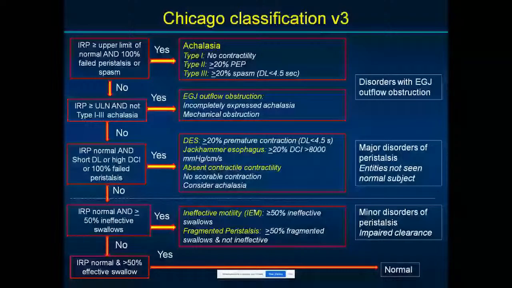On the other hand, if IRP is greater than or equal to the upper limit of normal and the patient does not have the contraction patterns mentioned above, this means this is not type 1, type 2 or type 3 achalasia. This is esophagogastric junction outflow obstruction. It may be an early stage of achalasia or it may be a mechanical obstruction. These two groups of disorders are together called disorders with EGJ outflow obstruction.